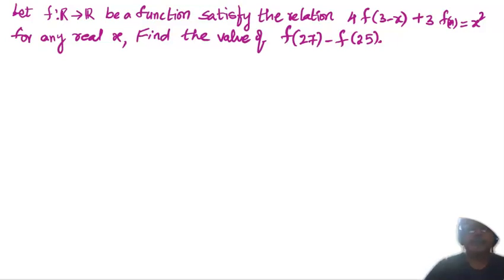Today we are going to see one problem, an IOQM problem from functions. This model is very important. It is intermediate level. Here, let f map R to R be a function satisfying the relation 4 f of 3 minus x plus 3 f of x equal to x square for any real x. Find the value of f of 27 minus f of 25.